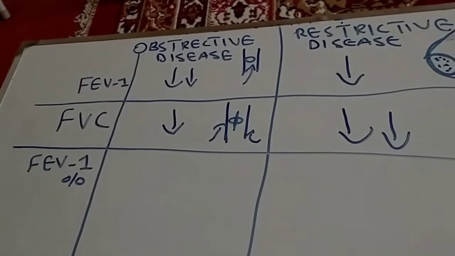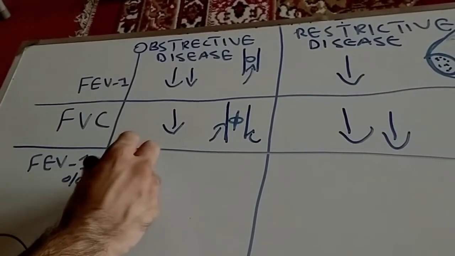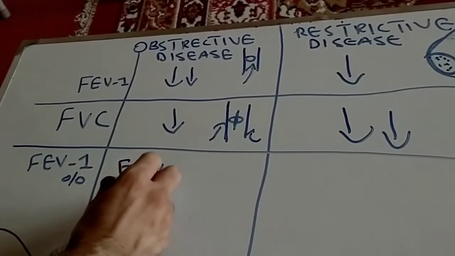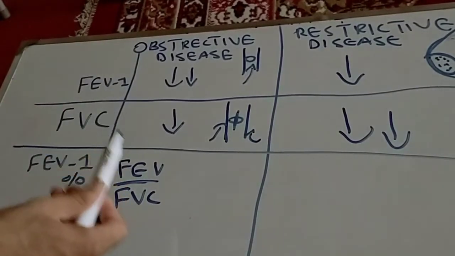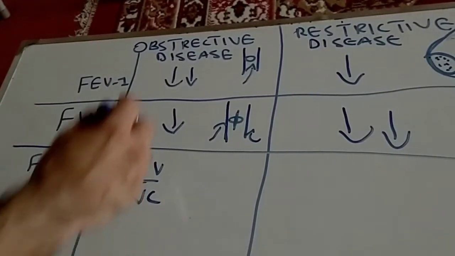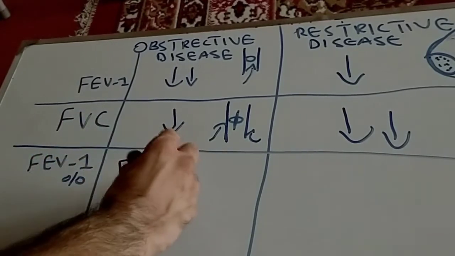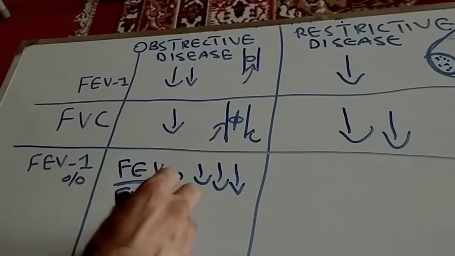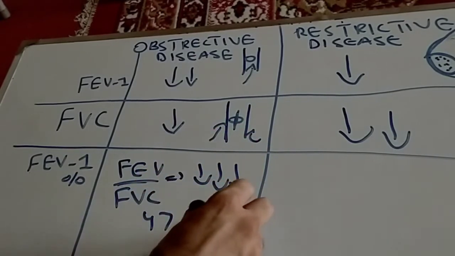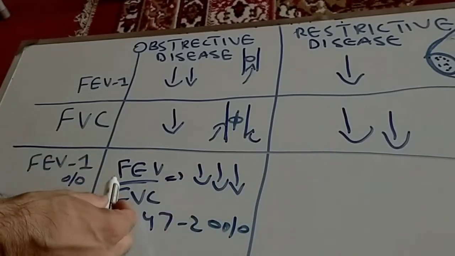Now calculating the percentage. The forced expiratory volume percentage is calculated by this formula, FEV by FVC. We know that in the mathematical formula, according to the rules, if the denominator is large, the value is small. So you can see that FVC is large in the case of obstructive disease, and the FEV is small, so the value is very much less, which is 47 to 20%. This is the small value, because the denominator is large.